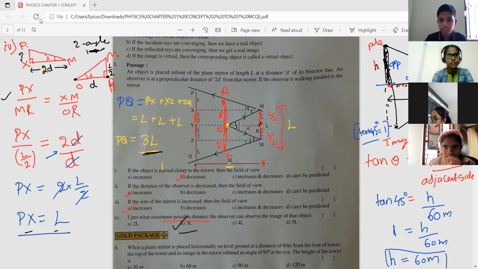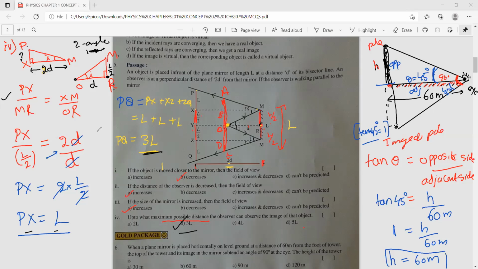So only two formulas, the entire trigonometry I cannot teach you now. However, please remember these two formulas: the tan theta formula, opposite side by adjacent side, and the tan 45 degrees value is 1. These two I am going to use in this formula to calculate this.